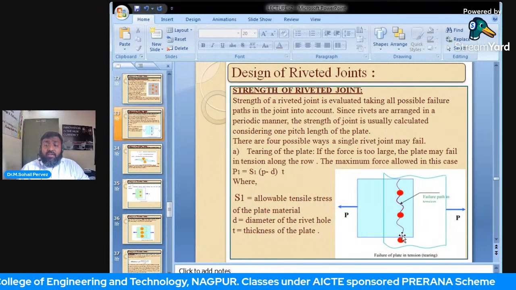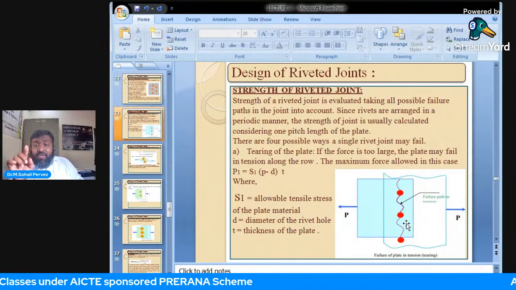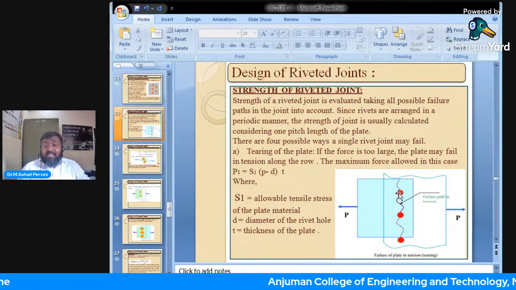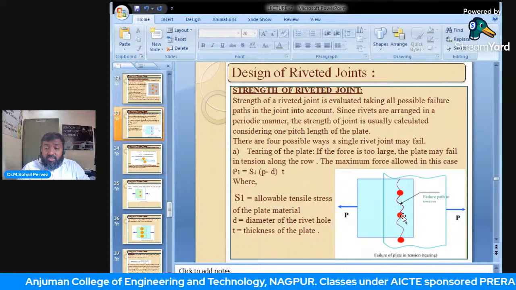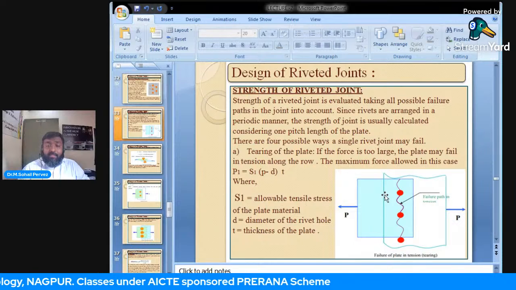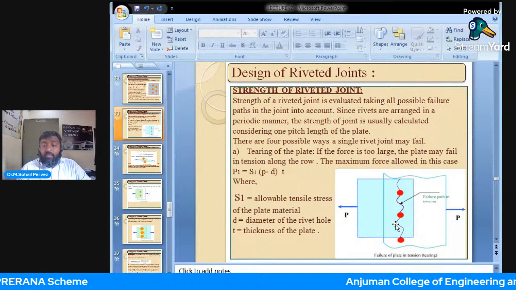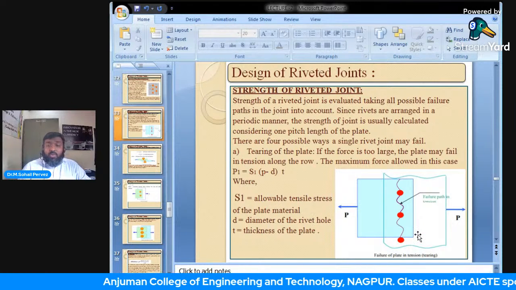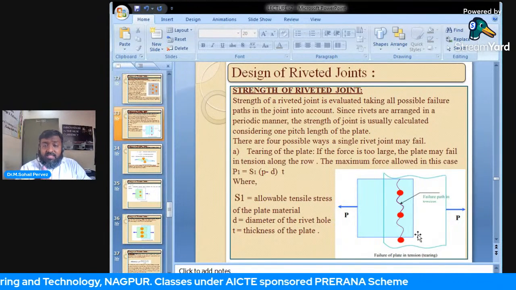and these two plates are riveted, then it may be possible that the plates may fail between the rivets. Yes. And what would be the distance? P, simple pitch. What is small d? The diameter. So here it is d by 2, here it is d by 2. So this is d into thickness of the plate t. This would be known as tearing strength or tearing of the plates, where S1 is the allowable tensile stress of the plate. Okay. So while calculating the strength of riveted joint, the very first element is tearing of the plate.